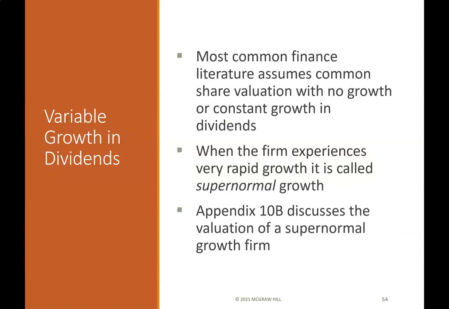Variable growth in dividends. Most finance literature assumes common share valuation with no growth or constant growth in dividends. When the firm experiences very rapid growth, it is called supernormal growth. Appendix 10b discusses the valuation of a supernormal growth firm, and we won't have to worry about that.